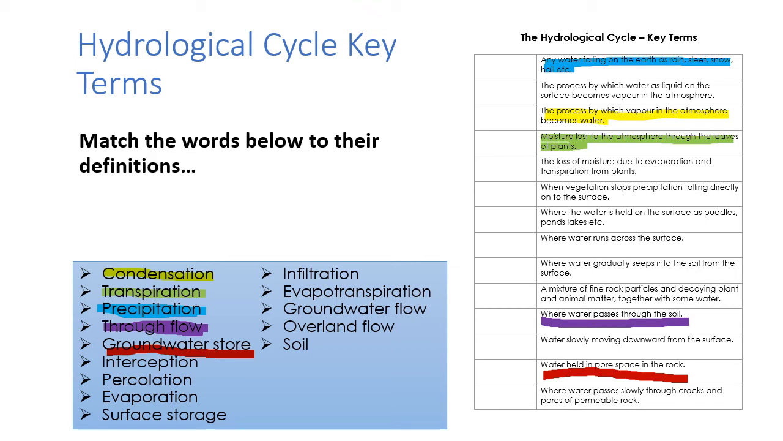Okay, moving on. Back to yellow, we've got interception. Now, if you think of interception, I don't know, a police car intercepting a bank robber or something like that, it means sort of catching. An interception happens when vegetation catches rain.